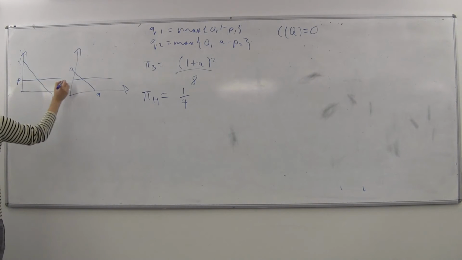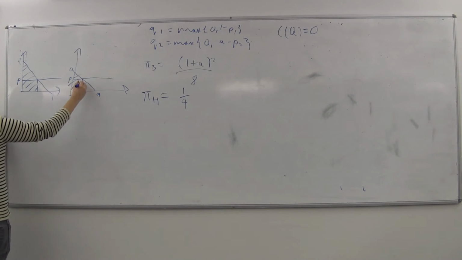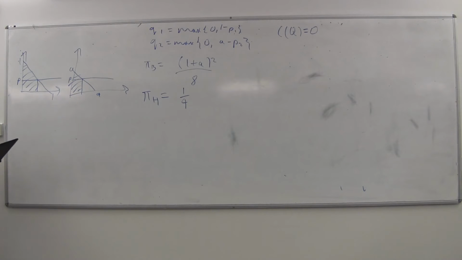Let's write that. So if the price is equal to a half, then this is the triangle of consumer surplus. I suppose what we're interested in is welfare, right? Welfare is all of this. Welfare is the consumer surplus triangle plus the producer surplus square.